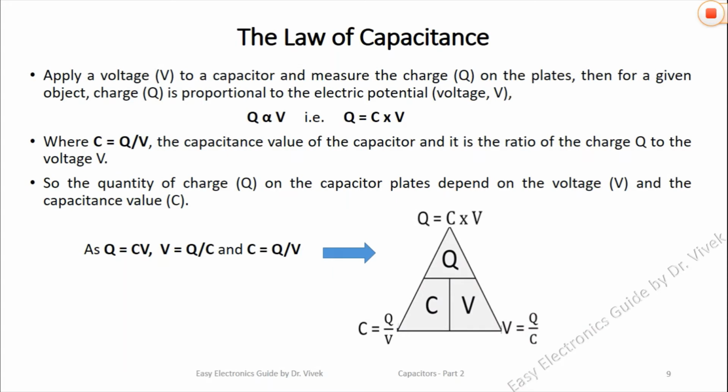As per the law of capacitance, the charge is proportional to the electric potential. That means Q is directly proportional to V. Then there is a proportionality constant, that is C. It is equivalent to the ratio of charge to the voltage, and that is our capacitance. So the quantity of charge on the capacitor plates depends on the voltage and the capacitance value.